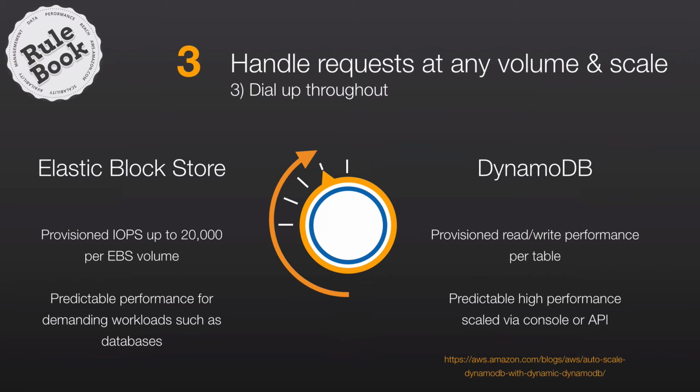And you can dial the IOPS up on demand using the API, console or command line interface. So if you do have an application which is driving more I/O, then you can switch it to a PIOPS volume and drive the IOPS up using that dial, give you more performance.